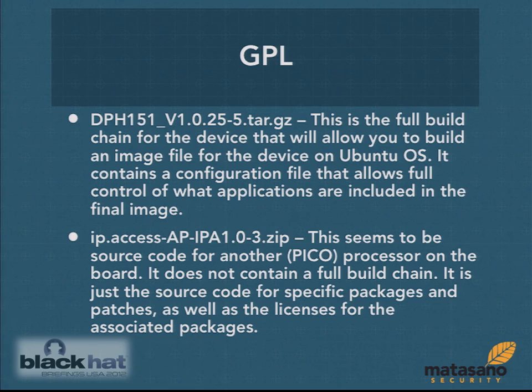The first one was this DPH151, which was the full boot chain for the operating system that I'm looking at. Literally a tutorial on how to build a firmware image on Ubuntu for this device. And then this other IP access AP, which is some of the open source software for another chip that's on this device.